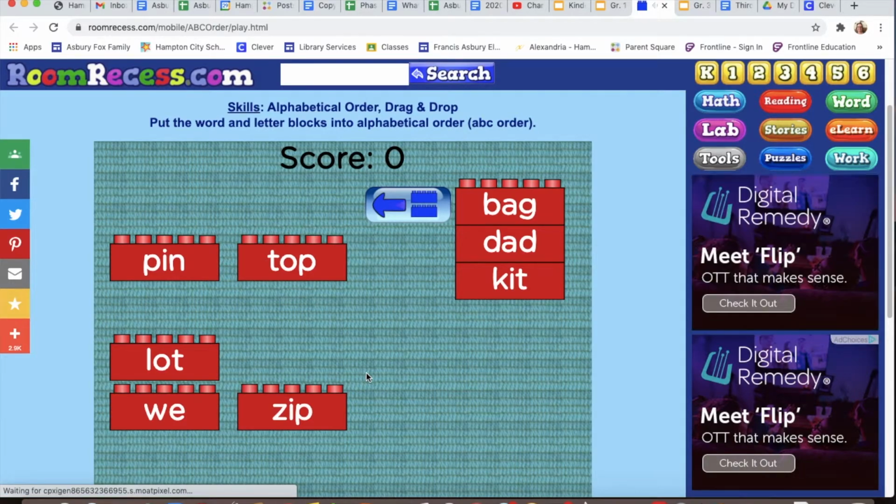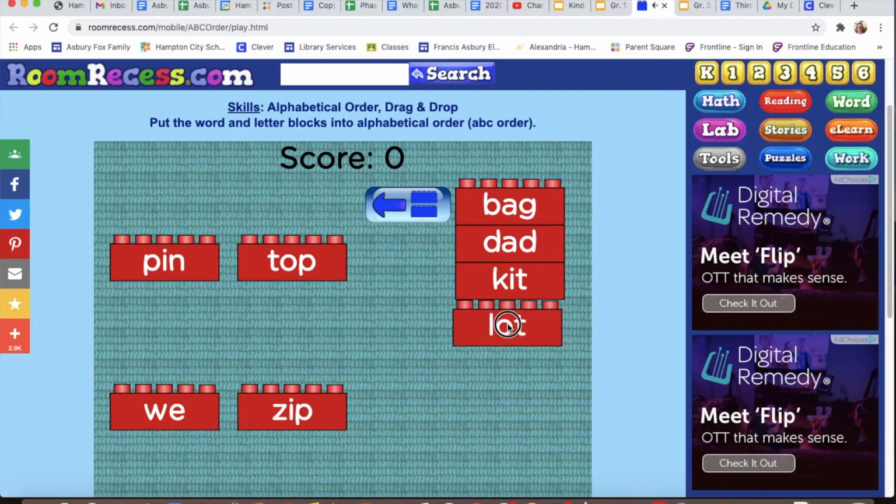Okay. A, B, C, D, E, F, G, H, I, J, K, L. Do I have any words that start with the letter L? Yes, I do. Lot. Good job. So I'm going to move lot over here and add it to my list. See how we're making building blocks with our Legos? Excellent. Good job, guys. So let's do our ABCs and see what comes after L.